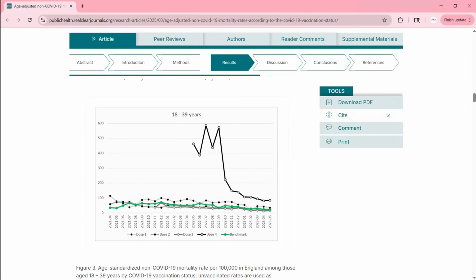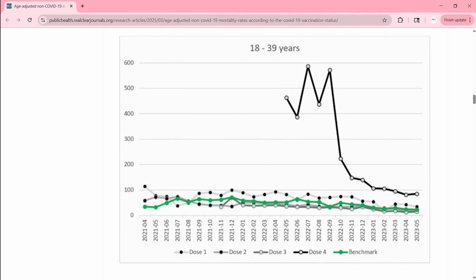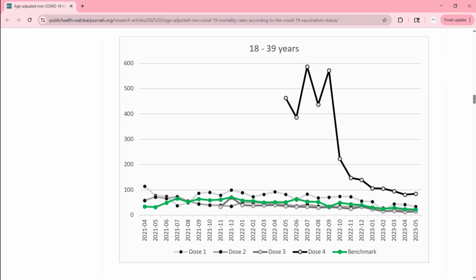Now, if you took 2 shots, then for 22 months out of 26, they had lower death rates than non-vaccinated. 3 shots, all 19 months for that age group, those people had lower death rates than non-vaccinated. And the 4th shot was diabolical. For the 13 months, those who were taking the 4th shot, the mortality was substantially higher than non-vaccinated. So the script flips depending on which shot was being taken in this age group.